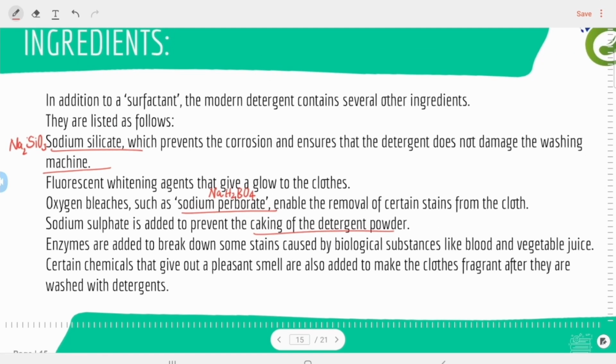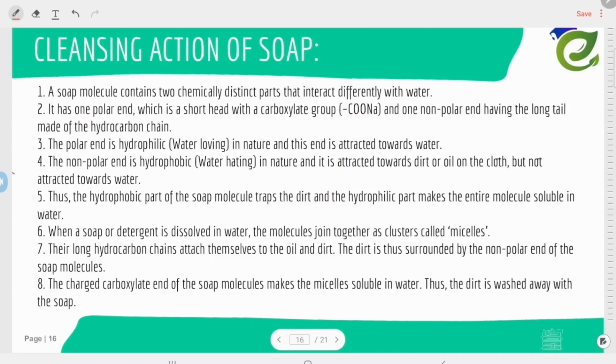Enzymes are added to break down some stains caused by biological substances such as blood and vegetable juice. Certain chemicals that give out a pleasant smell are also added to make the clothes fragrant after they are washed with detergents. A soap molecule contains two chemically distinct parts that interact differently with water.